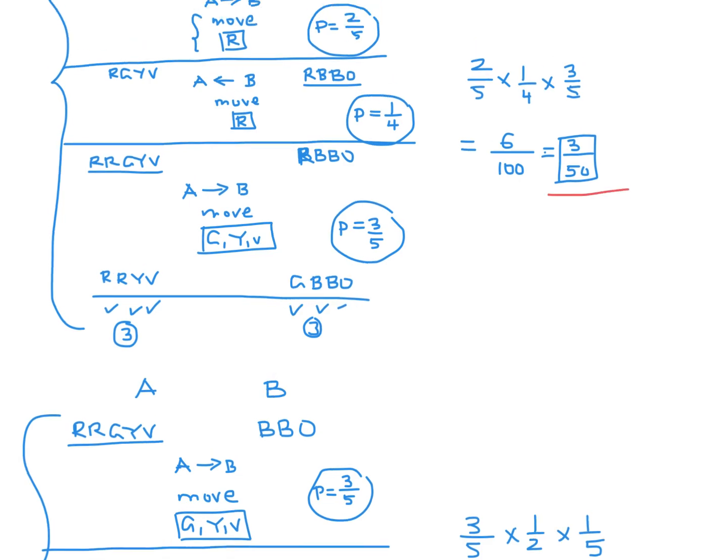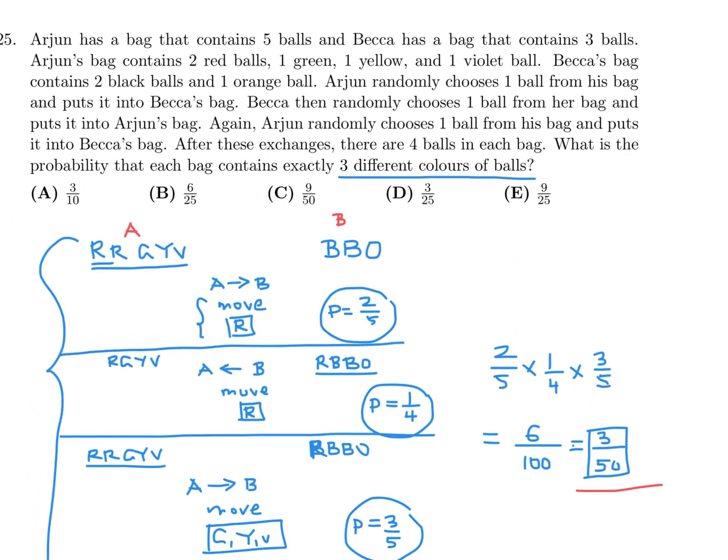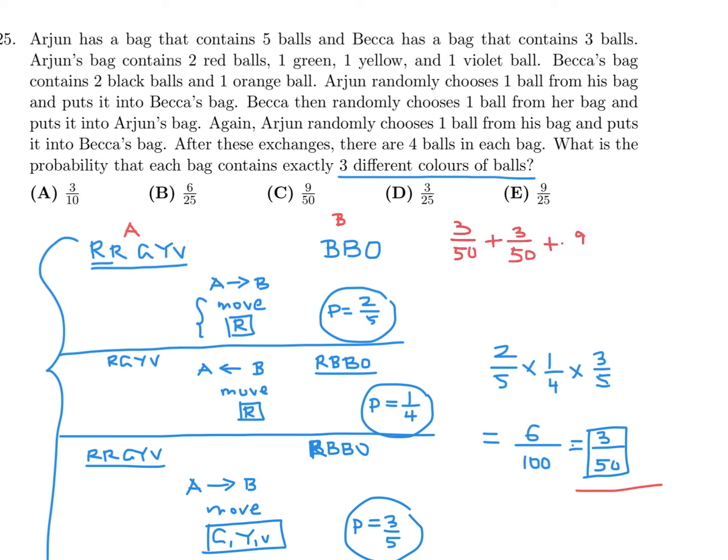So we have to add those 3 scenarios. So 3 over 50 plus 3 over 50 plus 9 over 50. Okay, and when you add that, that is 15 over 50. In lowest terms, it'll be 3 over 10. And that is the answer to this challenging and time-consuming question number 25.